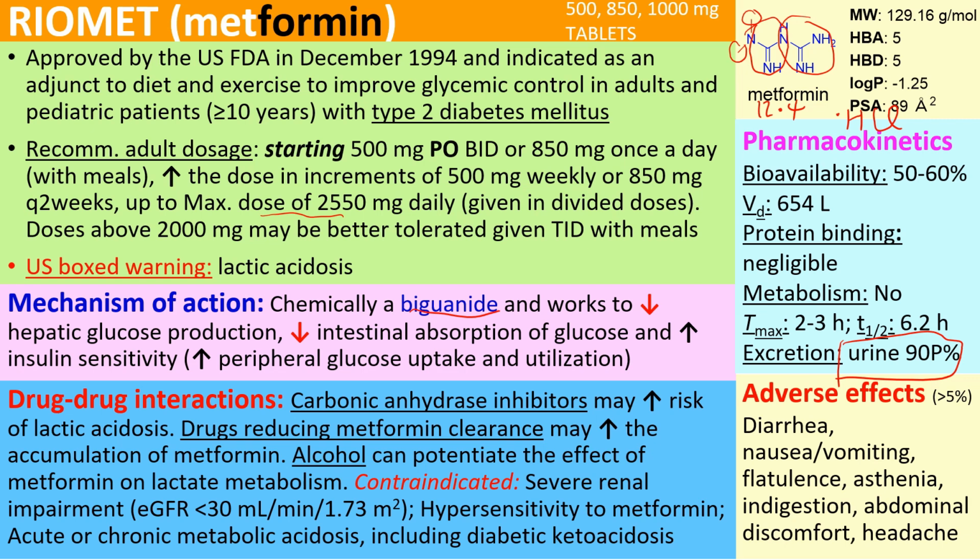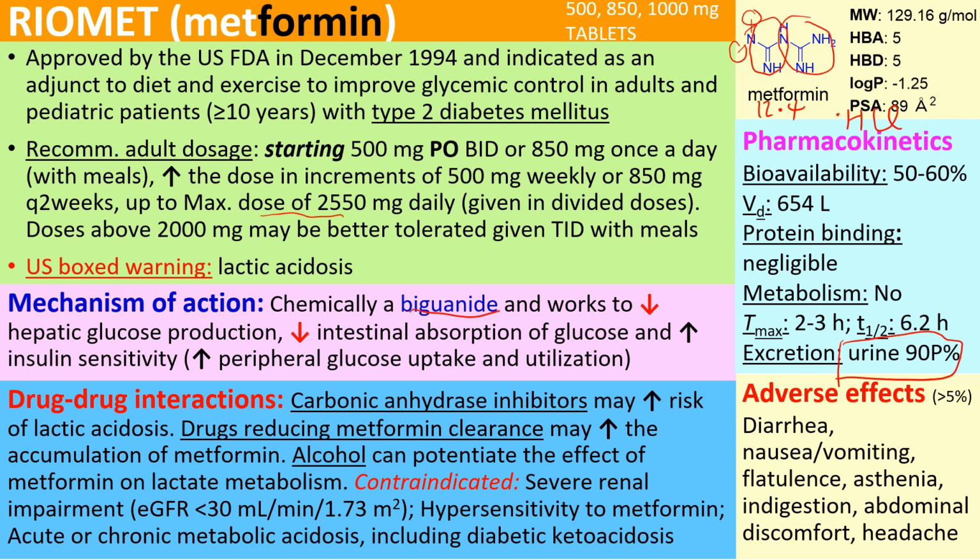Contraindications: severe renal impairment, for example, eGFR less than 30, hypersensitivity to metformin, acute or chronic metabolic acidosis, including diabetic ketoacidosis. So all these medical conditions, you can see they are contraindicated.